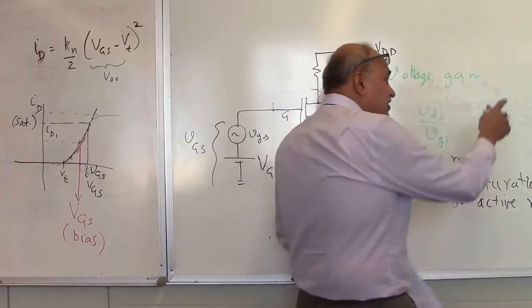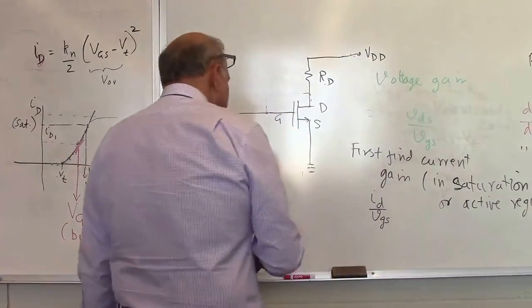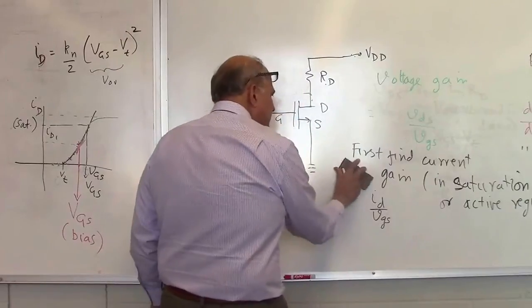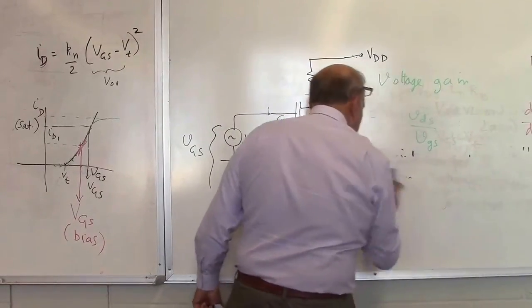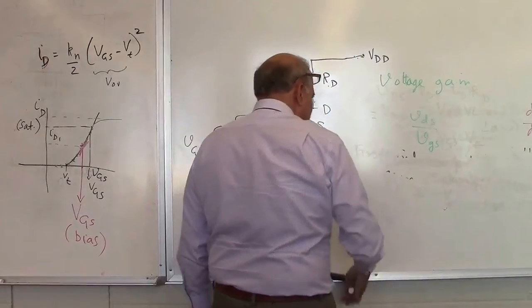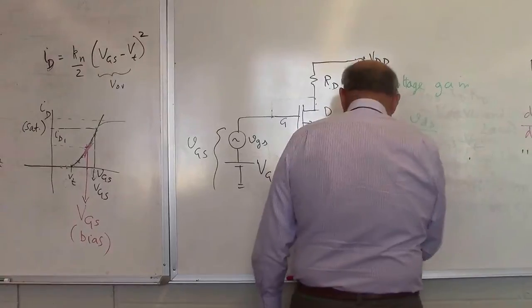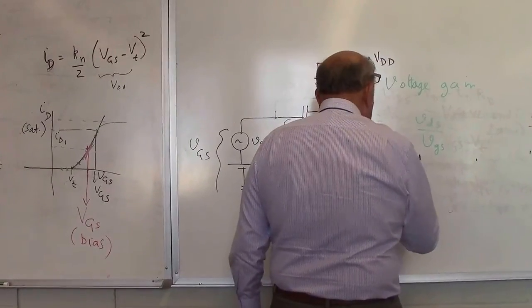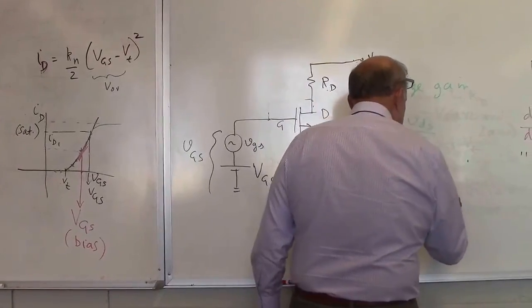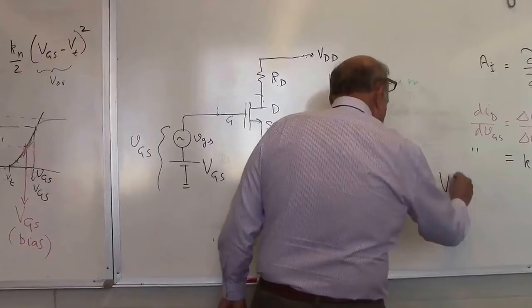But this is not the voltage gain. We haven't yet told the whole story. So if this is the current gain, then what is the voltage gain? Now you will see that VDS is equal to, what is VDS equal to? VDD minus ID RD is equal to VDS.